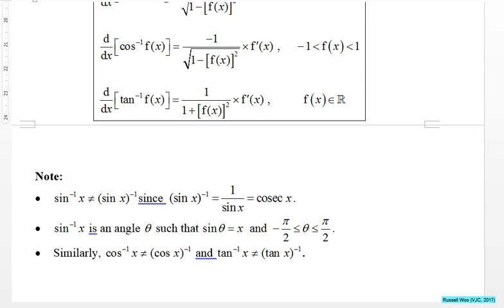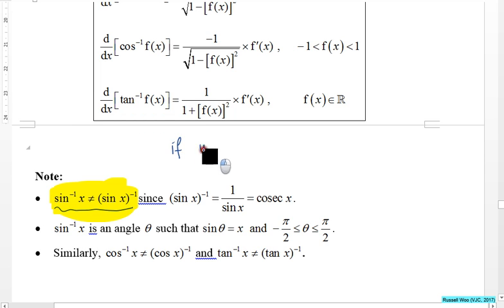This one, me and your tutors will keep emphasizing, but still there are people who make this mistake. Can you have attention? Thank you. Sine inverse x is not sine x to the power of minus 1. Sine x to the power of minus 1 is 1 over sine, which is cosecant. This one just means the angle.